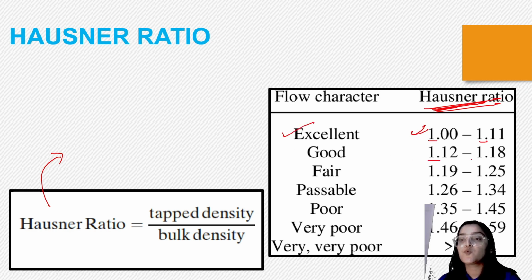From 1.12 to 1.18, the flow will be good. From 1.19 to 1.25, the flow will be fair. 1.26 to 1.34, it will be passable. Above it will be poor, and more above, 1.46, will be very poor, and greater than 1.60 is very, very, very poor.